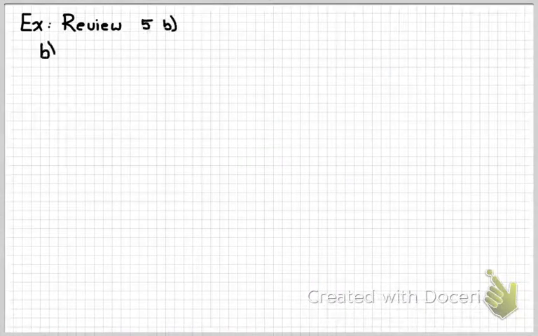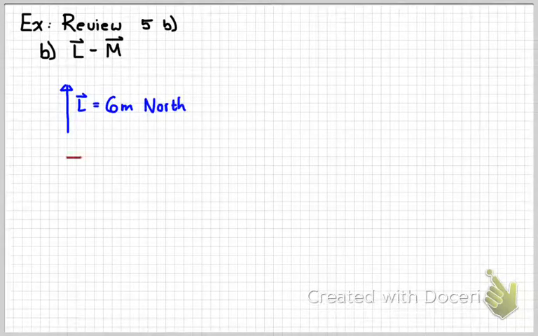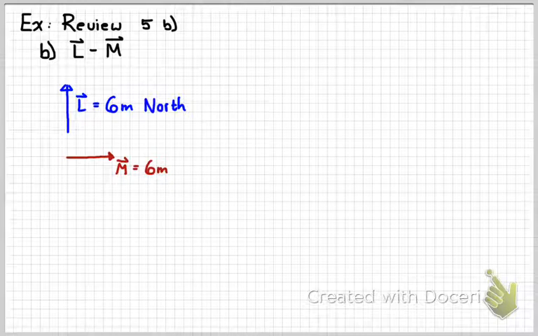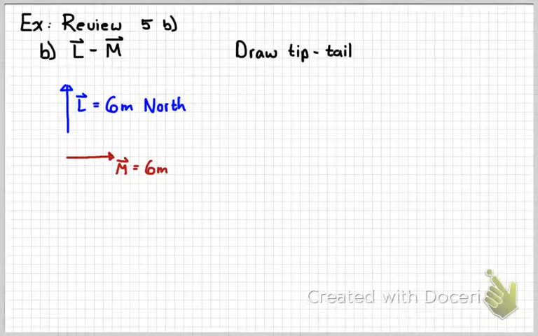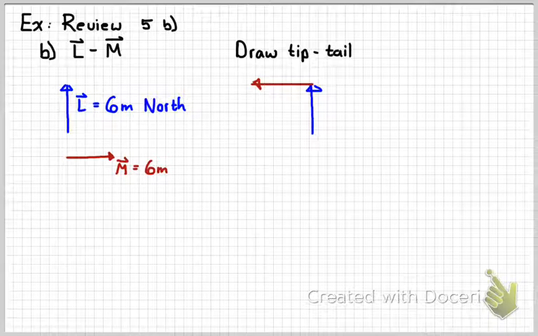So let's look at an example from your review. This is question 5b, where we have three vectors and we're being asked to subtract L minus M. L is told to be 6 meters to the north, M is 6 meters to the east, and so first we would draw them tip to tail. So L would go up, minus M would go to the left. Remember, minus M is kind of like multiplying by a negative, we reverse the direction. The resultant will look like that.